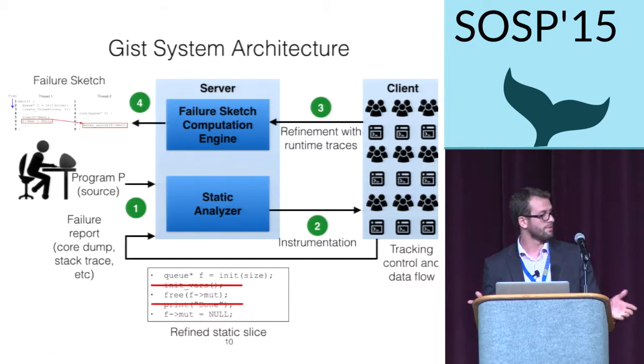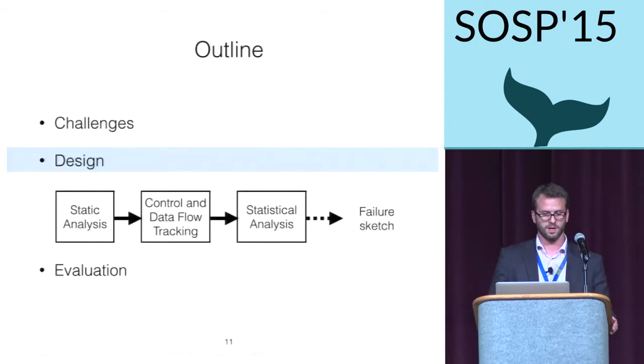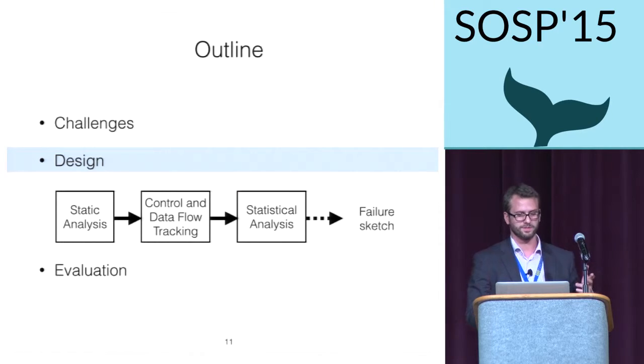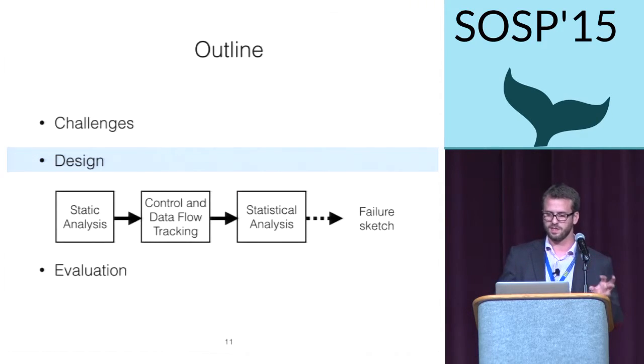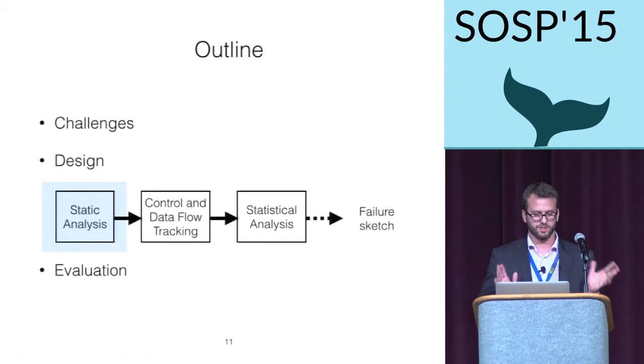Finally, another server component uses the refined slices from both successful and failing executions to determine the differences between them and build a failure sketch. Okay, since we saw the high-level design of GIST, I will now delve into the details of the design of GIST. For this, we'll start with static analysis within GIST.